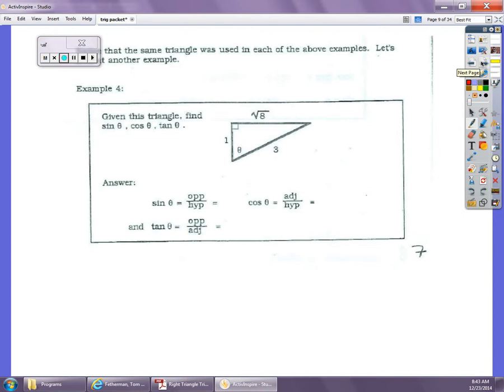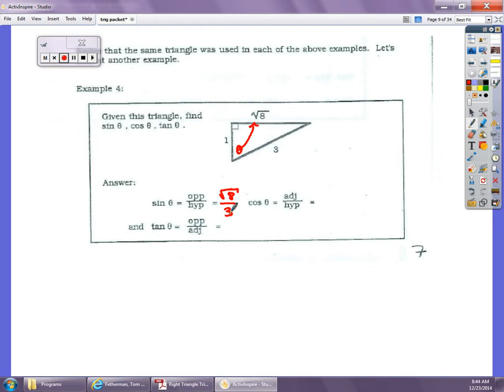Okay, so if we have this triangle, we want to find the sine, the cosine, and the tangent. Well, if we know that sine is opposite over hypotenuse, here's our angle, opposite is the square root of 8. The hypotenuse is 3. So that's how we get the square root of 8 over 3.